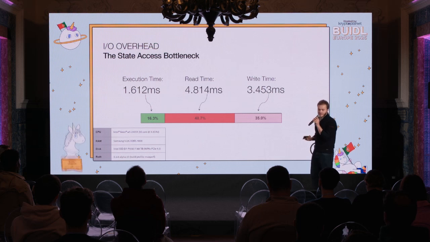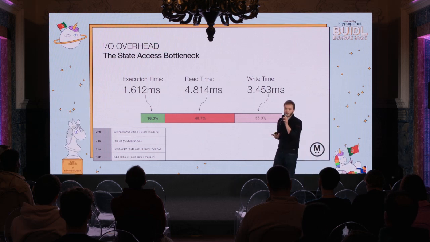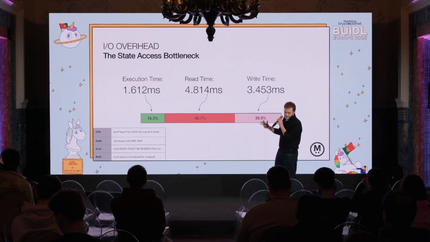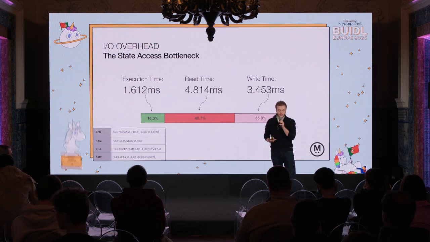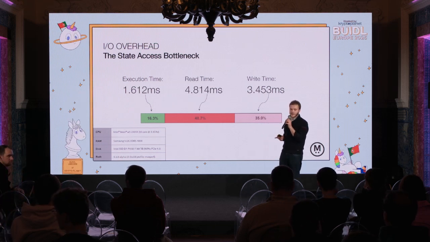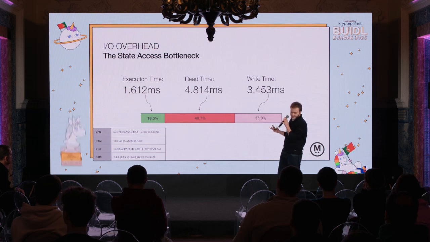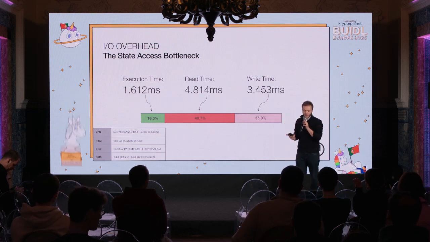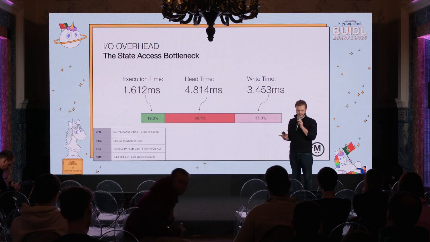But I prefaced the previous example by saying we're only looking at execution overhead. We found that to be around 1.6 milliseconds. But unfortunately, conventional blockchains must also read and write from the database. That takes the vast majority of the time. But what we really want ideally is that block production only focuses on transaction execution.